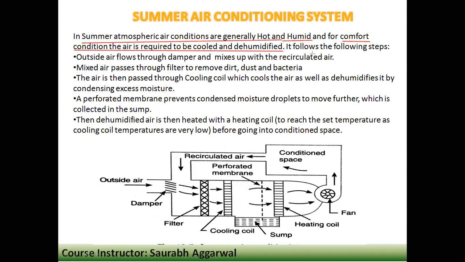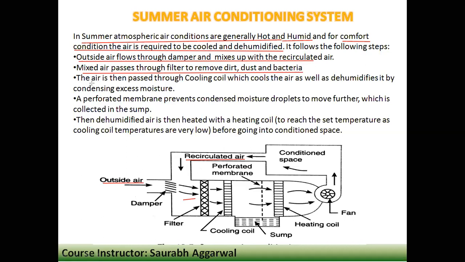Now, how it is done is, again, the outside air flows through a damper and mixes up with the recirculated air. As you can see in the figure, this is the outside air coming in, and this is the recirculated air, which combine together over here in this area, and it passes through the filter. Mixed air is passed through the filter to remove the dirt, dust, and bacteria.